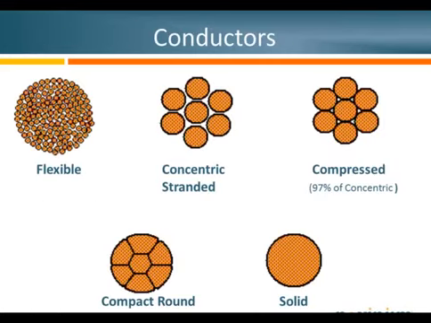And your conductors, there are multiple ways of doing these. You have fine strand flexible, which is used for locomotive or welding cable, or mining cable. Concentric strand, compressed. Most of your power cable is going to be either compressed or compact stranded, with some of the smaller sizes being solid. But compressed is 97% of concentric. Compact is typically 91% of the diameter of concentric stranding.